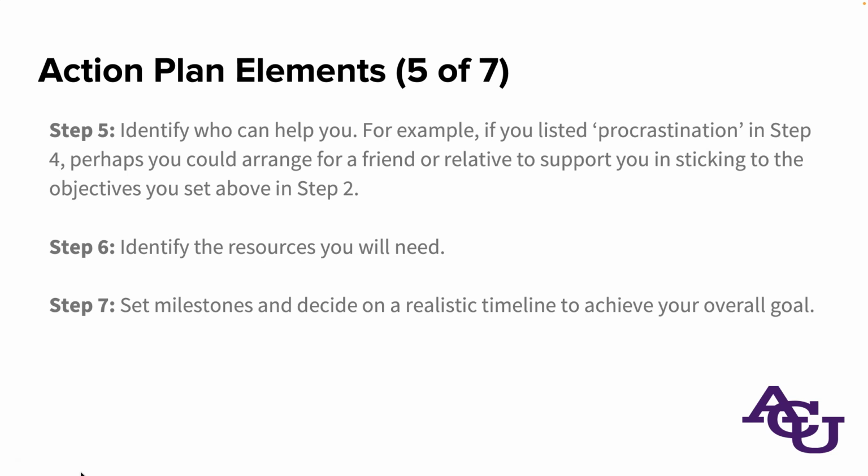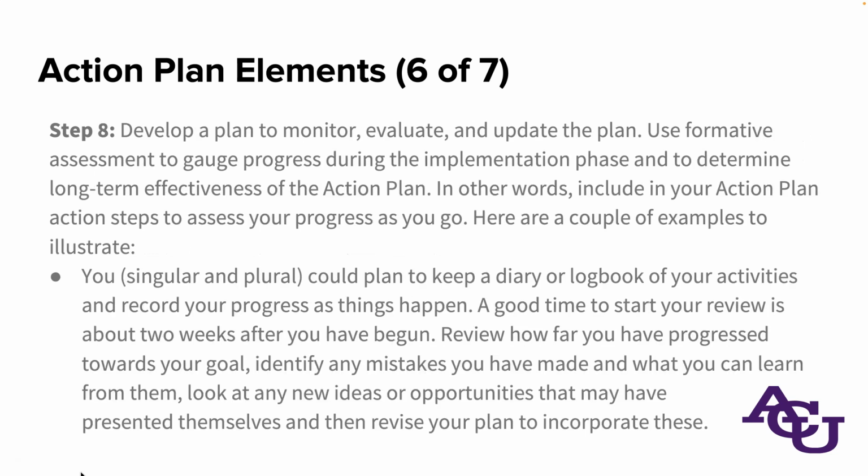Number 6, resources you will need. Step 7, milestones and a realistic timeline. So that's probably going to be a bulleted outline, because it's just one of the most concise and clear ways of laying out that sort of information. Step 8, develop a plan to monitor, evaluate, and update the plan. So this is getting us to the last 2 items on the 7-step process. How do you tell that things are working, and if necessary, change what you're doing, either because you've completed the goal or you're not completing the goals.